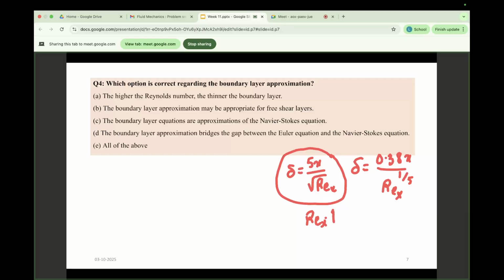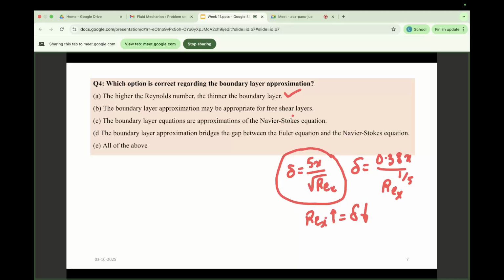Also, you can understand this using the concept of Reynolds number, which is inertial force by viscous force. If the Reynolds number is high, that means the inertial force will be more and the viscous force will be less. As the viscous force is less, the boundary layer thickness will be thin. So option 1 can be correct.